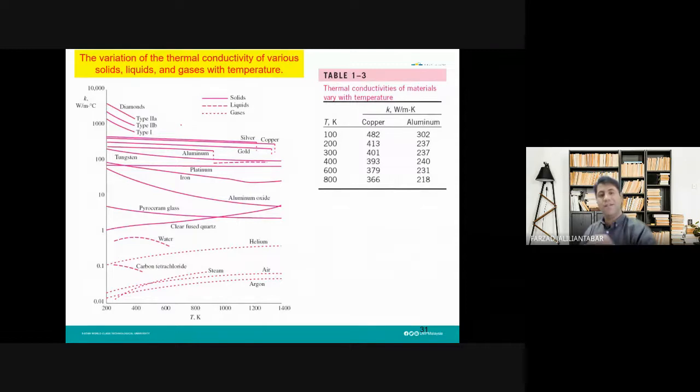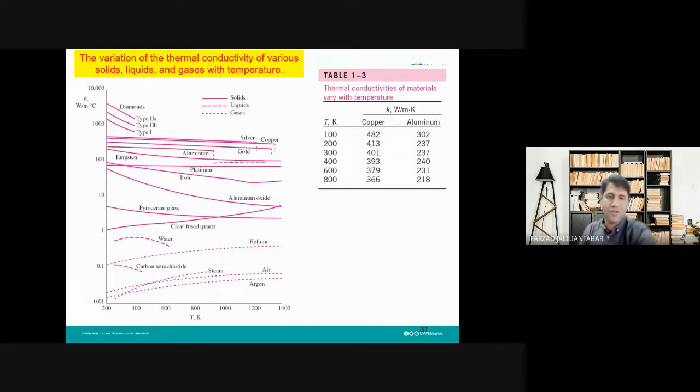But the thermal conductivity of the substance is also dependent on the temperature of the substance. In some of the examples, we need to assume that the thermal conductivity of the substance remains constant during that heat transfer process. But in real applications, when the temperature difference is too high, then we need to also include the change in the thermal conductivity with change in the temperature. You can see here different graphs.